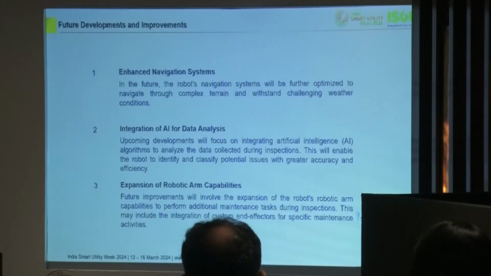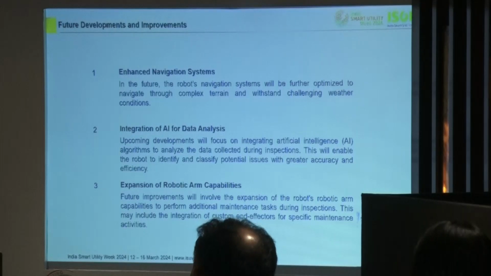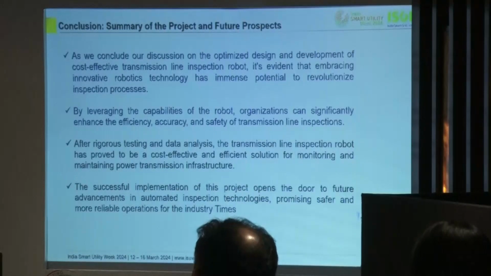Second, it deals with the integration of AI for data analysis. Of course, AI plays a very important role nowadays. We are all familiar with the usage and impact of AI in almost all fields, and one of the fields will be transmission inspection. And lastly is the expansion of robotic arm capability, maybe with the help of a climbing robot or a flying robot, that can easily be incorporated, and we can correlate with such futuristic development.